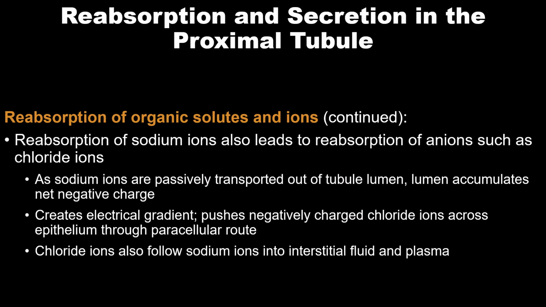Now, as sodium ions are going to be reabsorbed, anions like chlorides are going to be absorbed additionally as well. As sodium ions are passively transported out of the tubule lumen, this lumen is going to generate a net negative charge. And so this creates an electrical gradient that pushes negatively charged chloride ions across the epithelium paracellularly. These chloride ions follow very similarly to the sodium ions into the interstitial fluid and eventually back into the plasma as well.